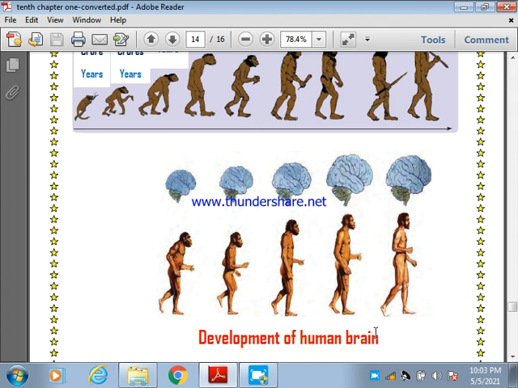This is the development of the human brain. See, first one like this, next like this, and this. This is the gradual change of the human brain and also the thinking power of people.